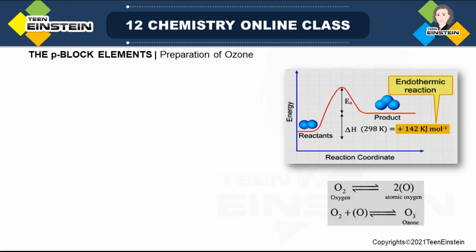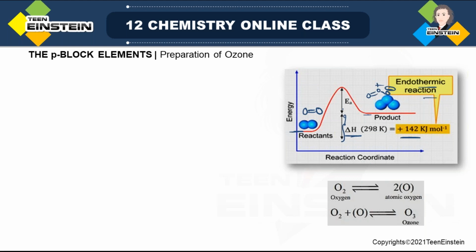If we look at this energy profile diagram, this is oxygen, this is ozone. From the energy you can understand that the energy of oxygen is lower than the energy of ozone. That means in getting the product from the reactant, the product has higher energy. That means this is an endothermic reaction. If we take the difference between product and reactant, this difference is delta H, which at 298 Kelvin is 142 kilojoule per mole. This amount of energy is absorbed, so this is an endothermic reaction.